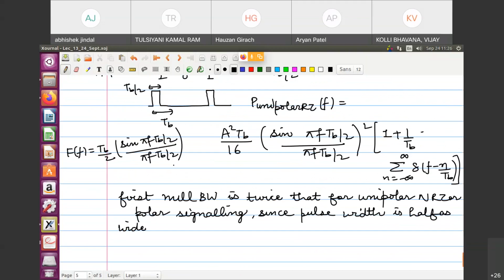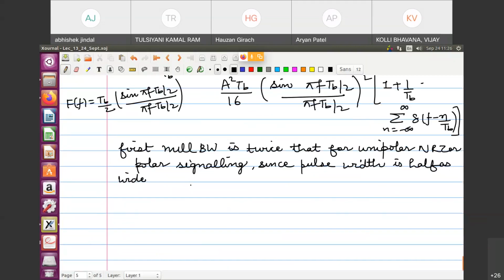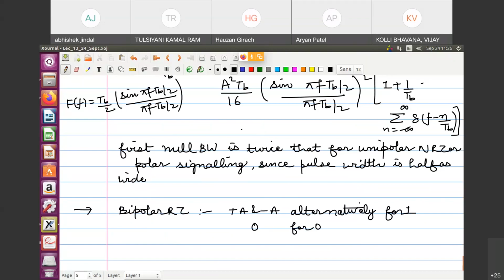Okay. So then let us come to bipolar RZ. Now here the point is bipolar means that you have plus A, minus A alternatively coming for 1, and 0 is for 0. You have 3 levels. So it has plus A and minus A alternatively for 1 and 0 for 0. This was bipolar, and it is a return to 0. So it will have plus A for half and then minus A for half bit time.